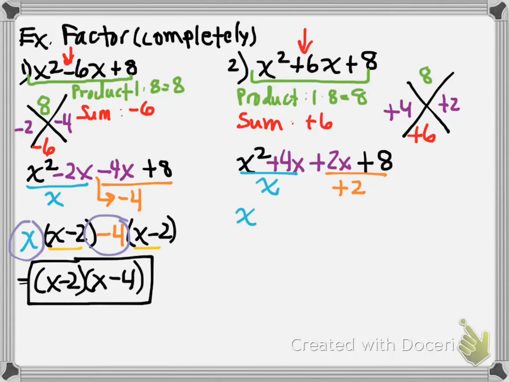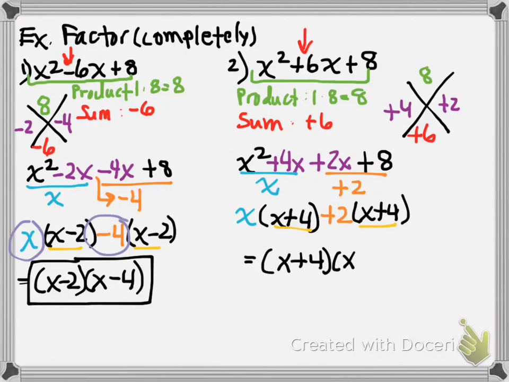So I have x, and then when I factor it out, I get an x plus 4. And then the next guy, when I pull out the positive 2, I get x plus 4. My miracle does occur. And I get x plus 4 times x plus 2. Neither of those are difference of squares, so I am done.